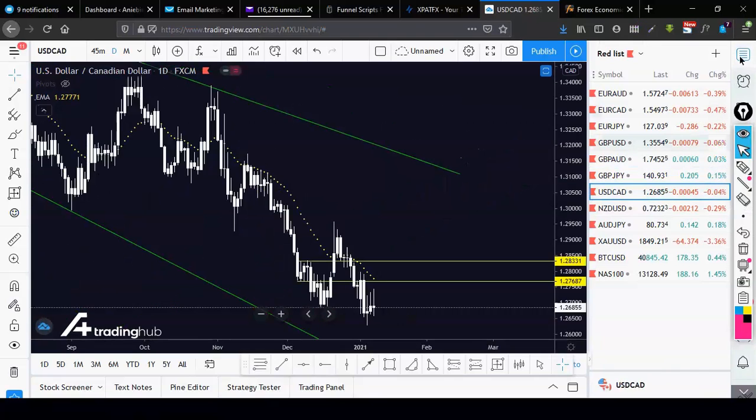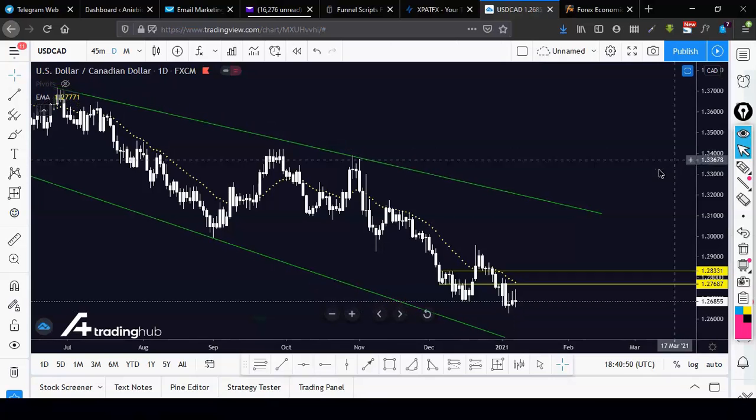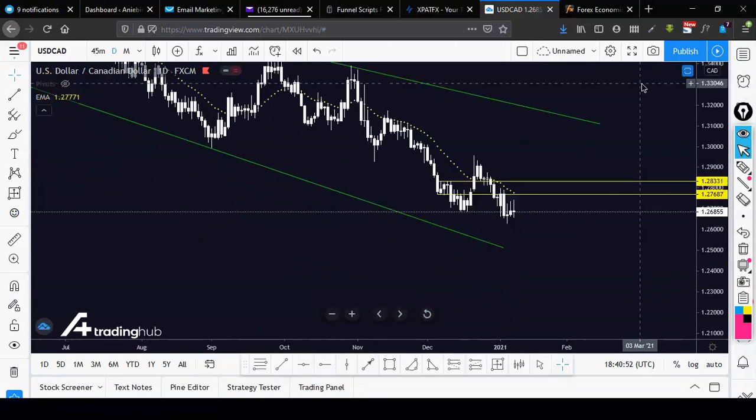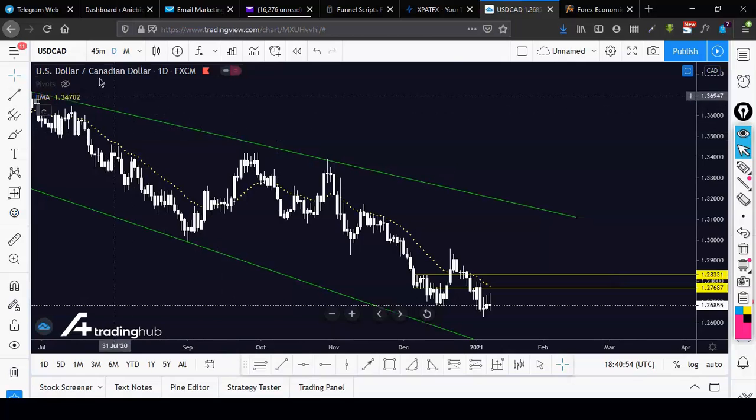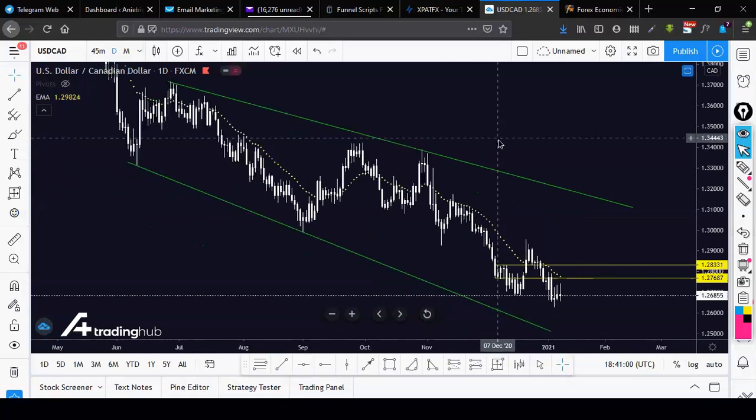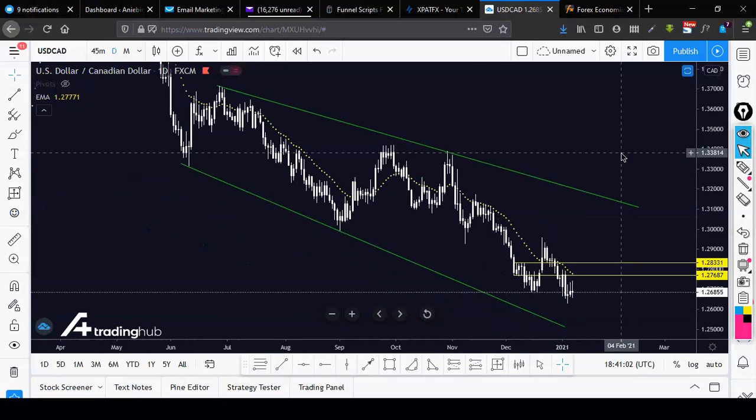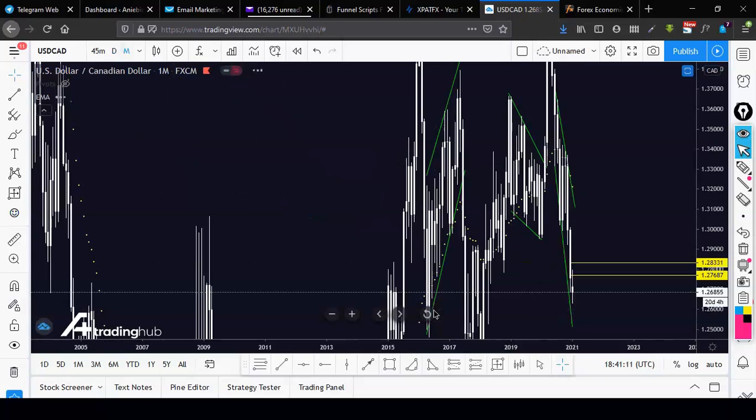USD card. So this USD card, I was looking for this is the daily. I won't go to the monthly, please. We want to manage our time. So this is a structure I have on the daily time frame. It's more like an expanding triangle at a support zone.